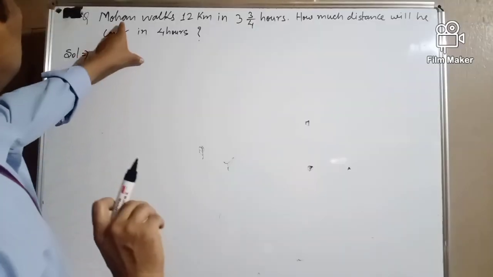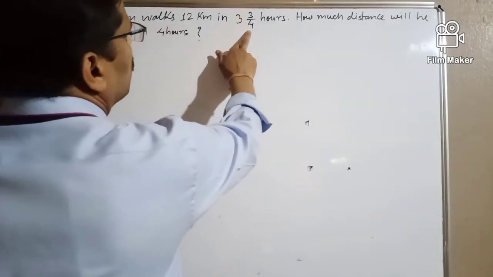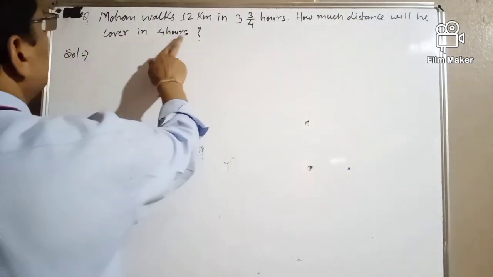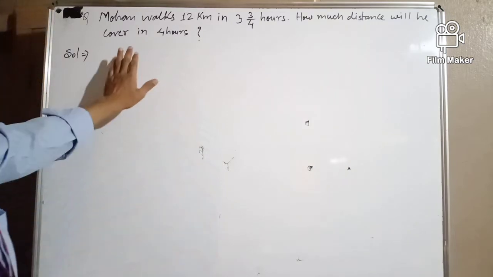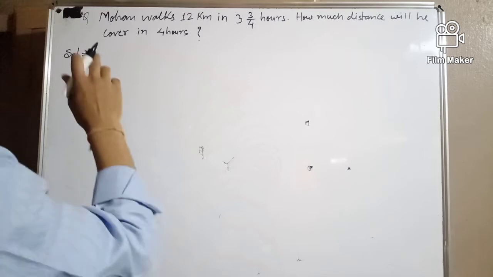Next question: Mohan walks 12 km in 3 whole 3 upon 4 hours. How much distance will he cover in 4 hours? This question is also very easy. This question is actually based on the unitary method. Okay, so we can solve it.